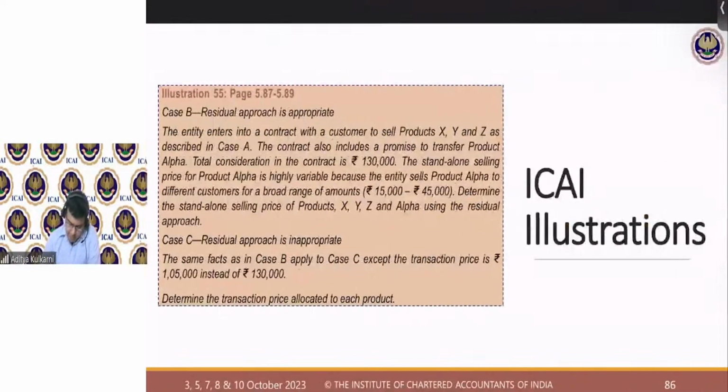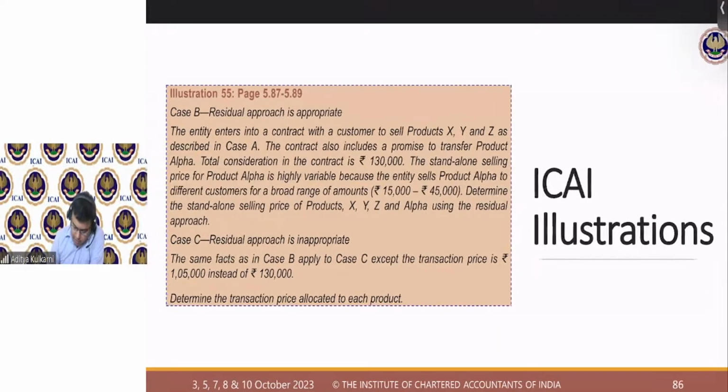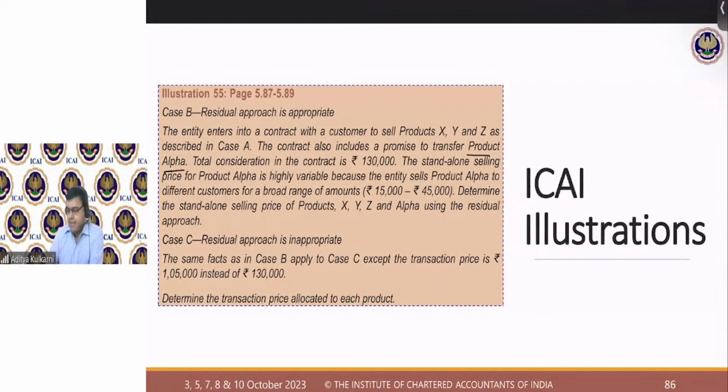Case B. Residual approach is appropriate. Let us see how it is. The entity enters into a contract to sell X, Y, and Z. It also includes a promise to transfer product alpha. So you have X, Y, Z, and alpha. Now, total consideration is 1,30,000.